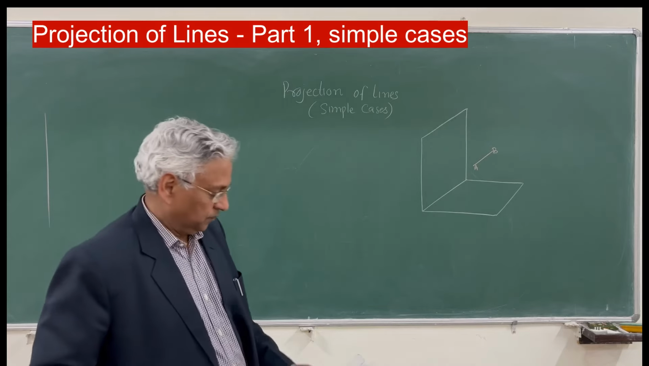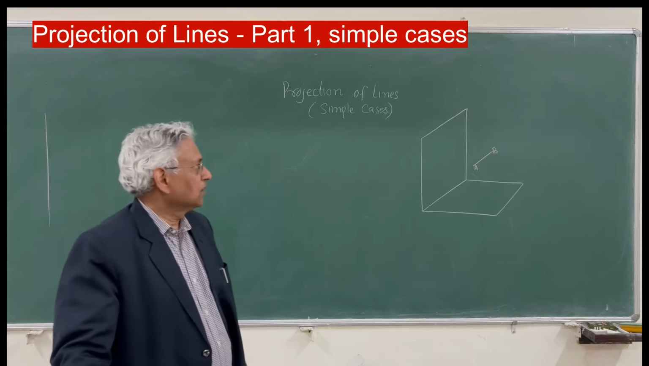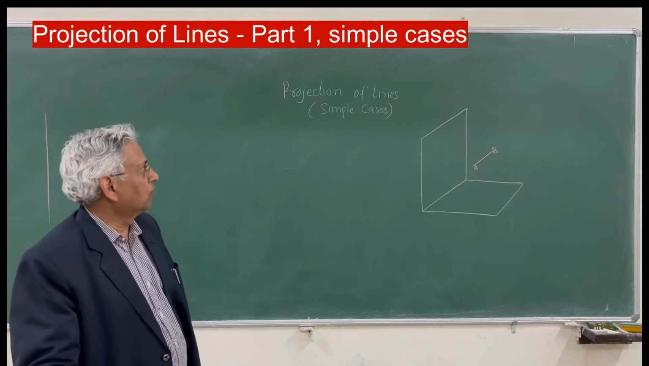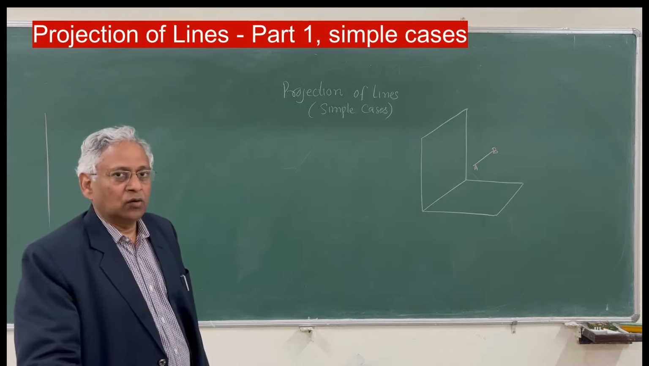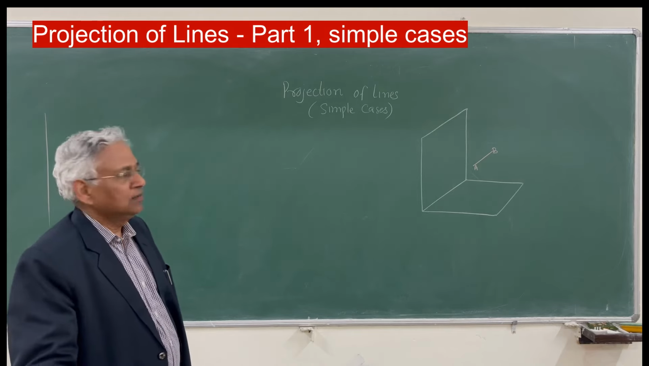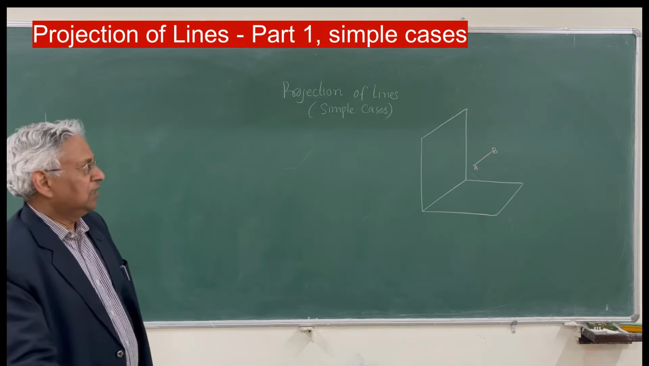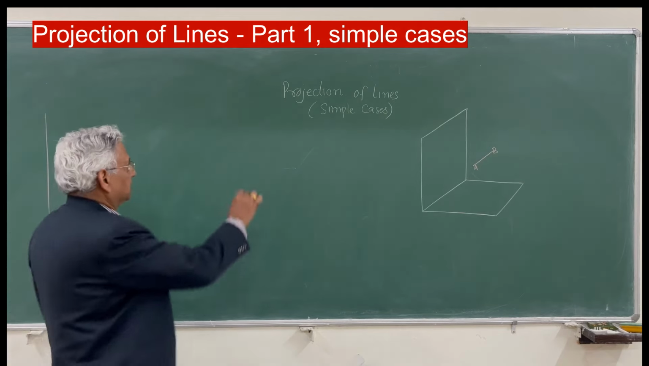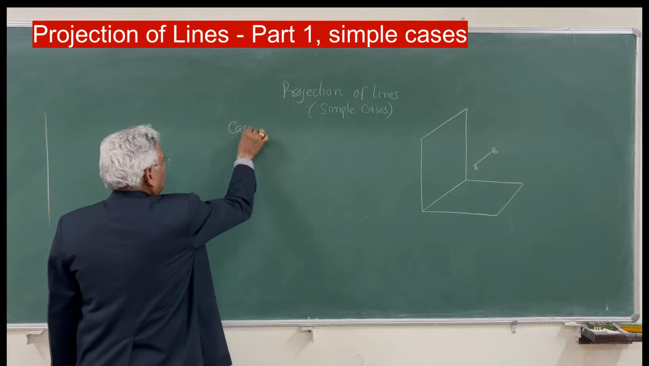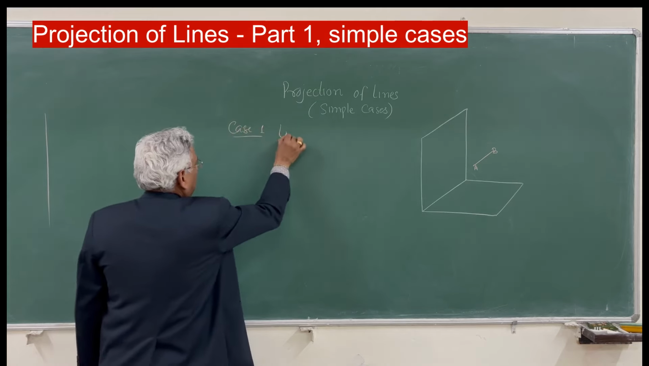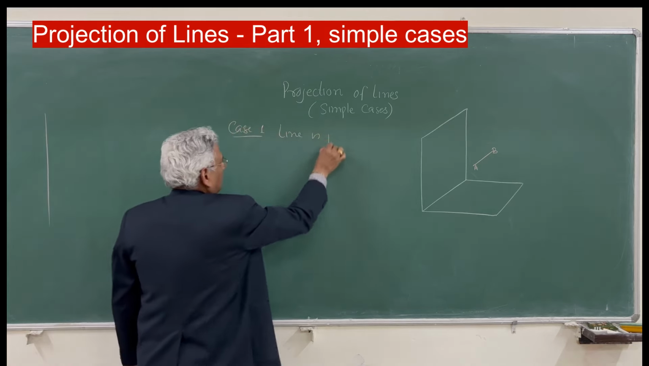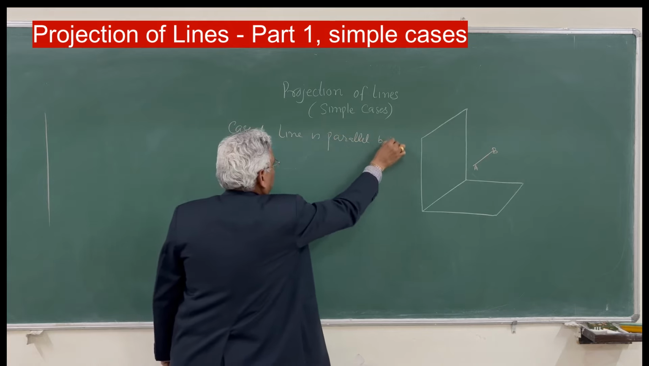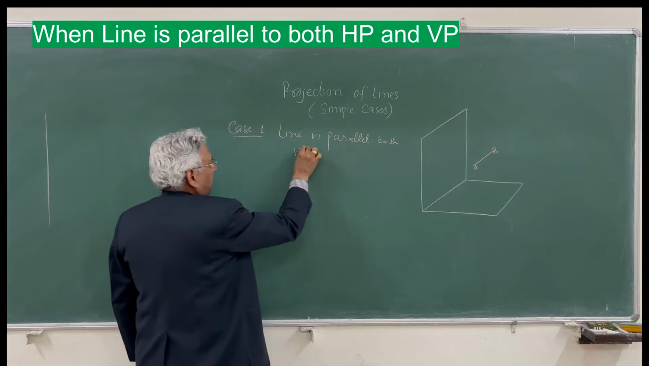Hello friends, today in this session we will discuss simple cases of lines: how to draw projections of lines when projections are known, how to determine true length, angles theta and phi, and what the traces of a line are. So I will start with a very simple case, case 1, when the line is parallel to both HP and VP.